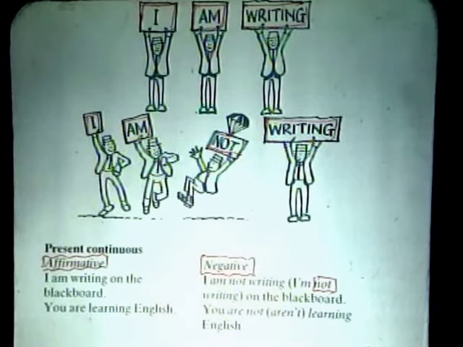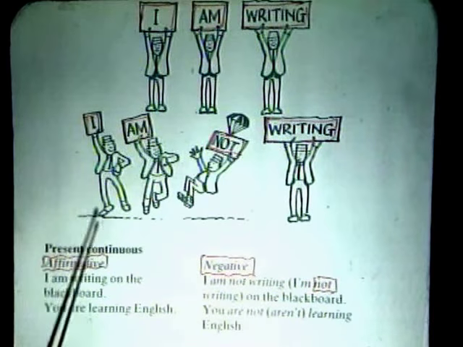Then you have another category, or maybe another kind of sentence that we have to make sometimes. That is negative, which we all call it. For example, present continuous, affirmative and negative. So how do we make a negative sentence?